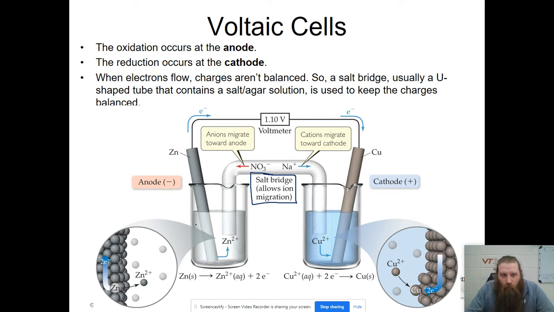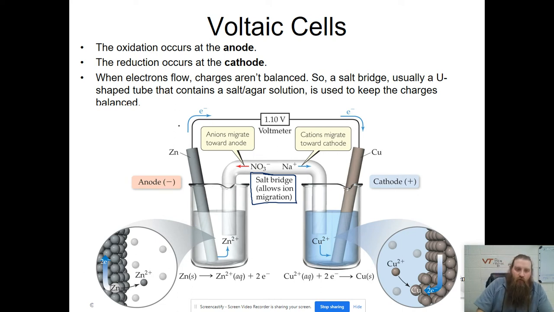There it is. A salt bridge usually has some kind of electrolytic solution in a gel. And the reason it's in a gel is because if you just have it in a solution, when you turn your U-shaped tube upside down, then it all runs out. So you need to keep it in a gel. And the gel is going to allow those ions to migrate back and forth. And it's what closes the circuit.